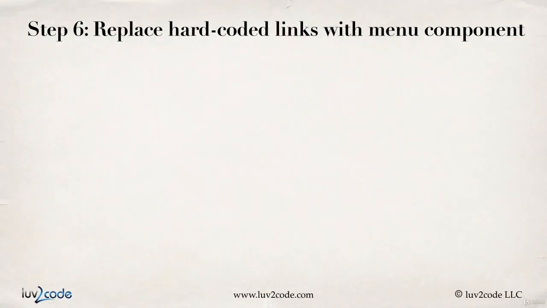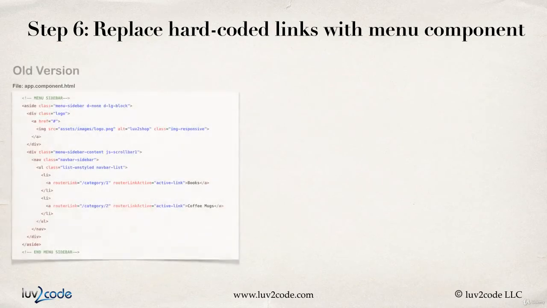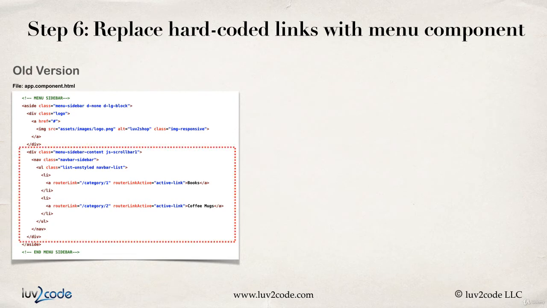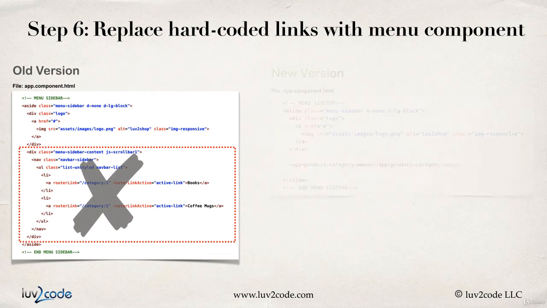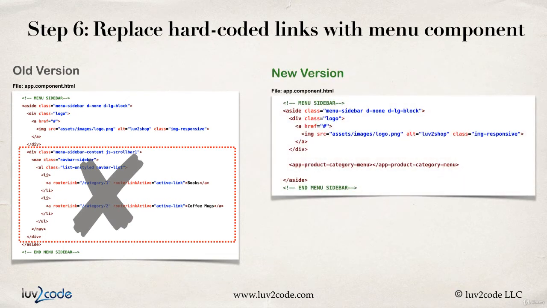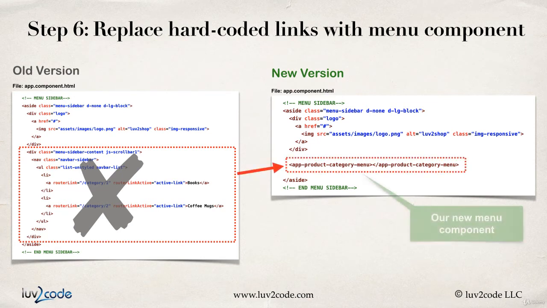Alrighty, our final step, step 6, replace the hard-coded links with the menu component. So currently in our app component.html, our old version, we have some hard-coded links in our application. And remember earlier I said, hey, let's get the basics working, but we'll make this more dynamic in the future. So this is where we're at now. So we're going to get rid of all of that hard-coded code, and we're going to make use of our menu component. So we'll make use of our selector here, app product category menu. So that's the selector for our new menu component.